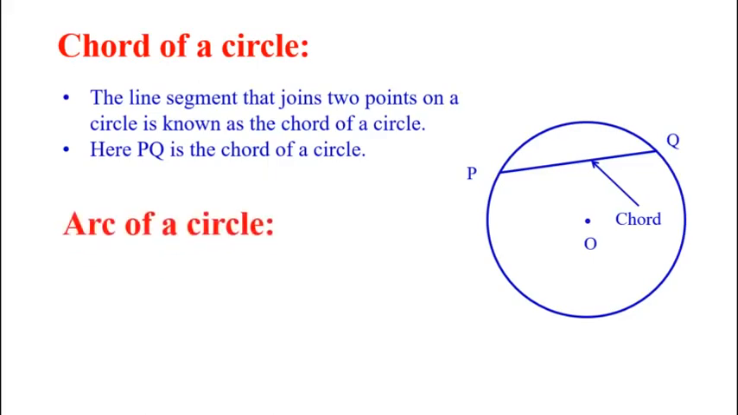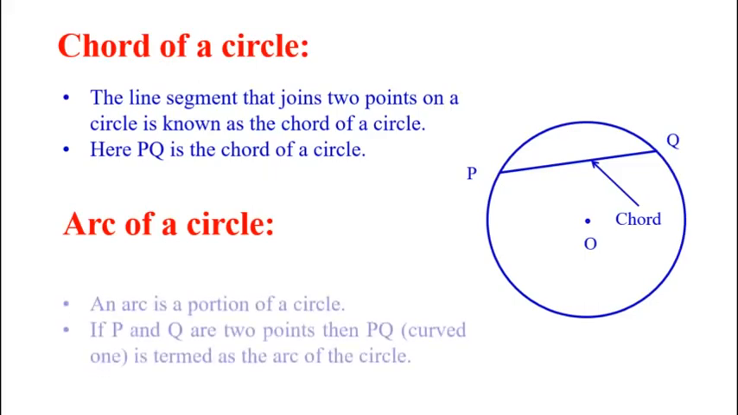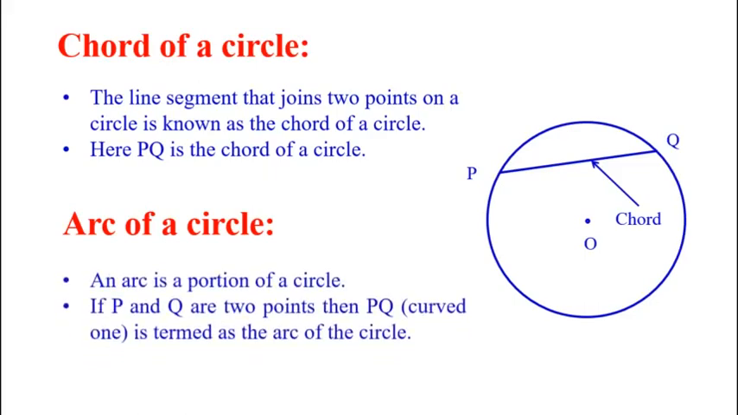Then come to arc of a circle. What do you mean by arc? An arc is a portion of a circle. If P and Q are 2 points, then PQ, that means the curved part, is termed as the arc of the circle. So look at the figure. So this is the arc.